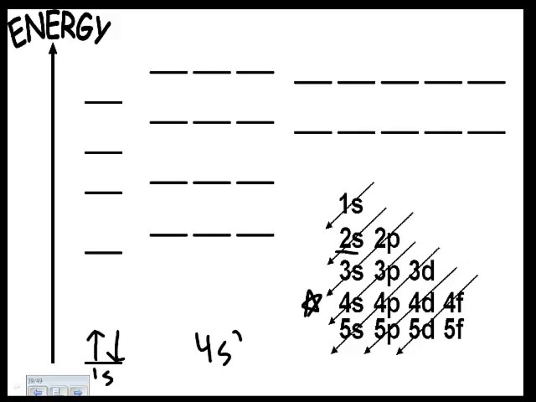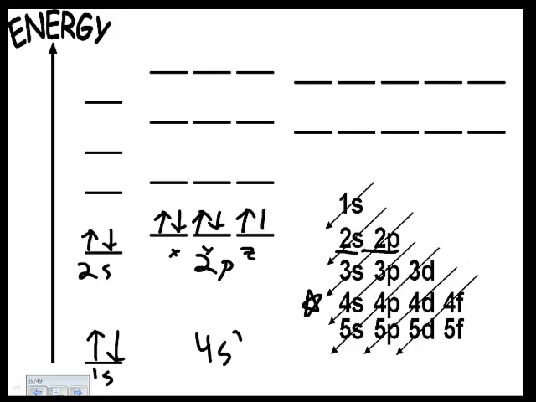So this is 1s. This is 2s. So this is 2s1. This will be 2s2. Now we can go on to 2p. This will be 2p: 2p1, 2p2, 2p3. Then we come back and go 2p4, 2p5, 2p6.